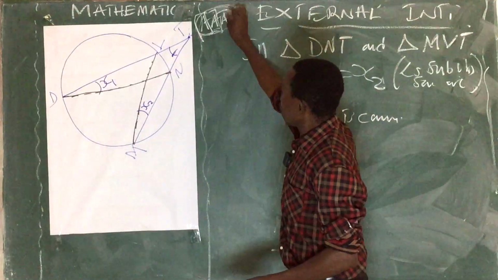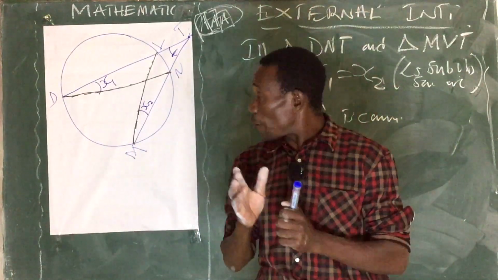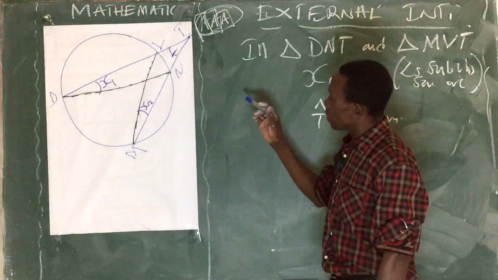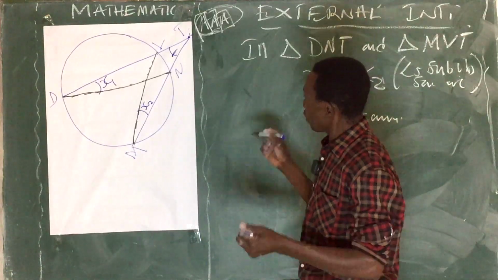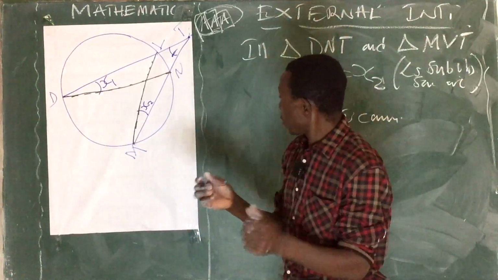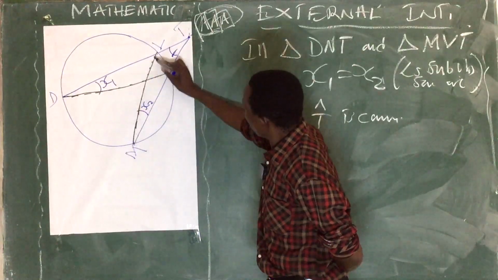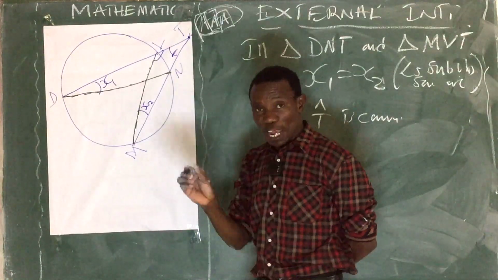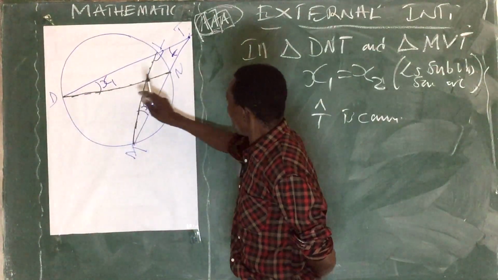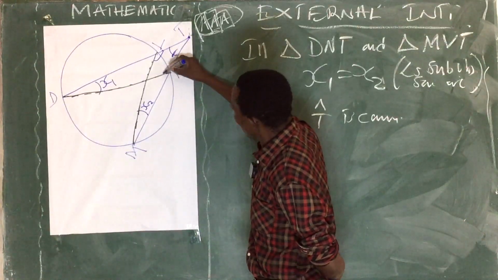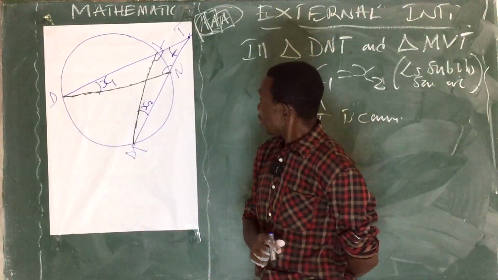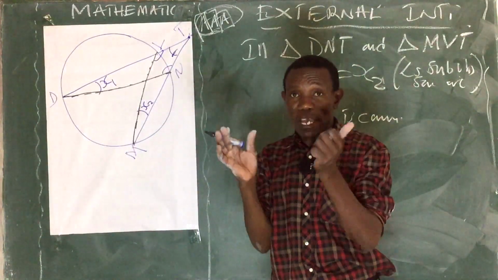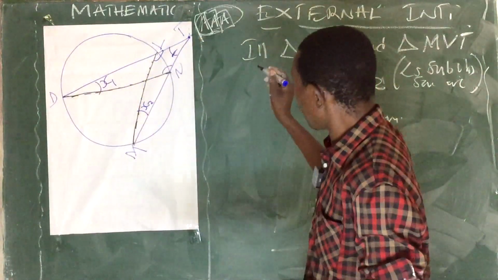Now, what about the last one? The last one means we have to consider the third angles of those triangles. If you look at the diagram here, the angles in the two triangles we need to concentrate upon are angle MVT in this triangle here, and in the other triangle DNT, we have got this angle here. Now, we have no notation about those angles from which we can deduce that the angles are equal as we have done for the others.